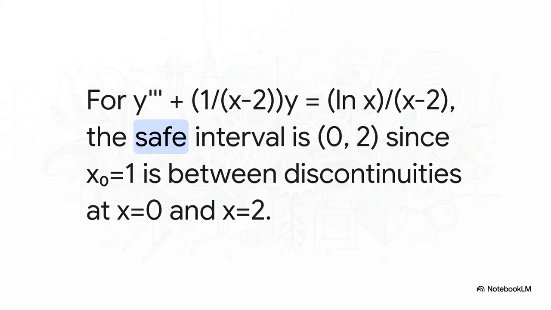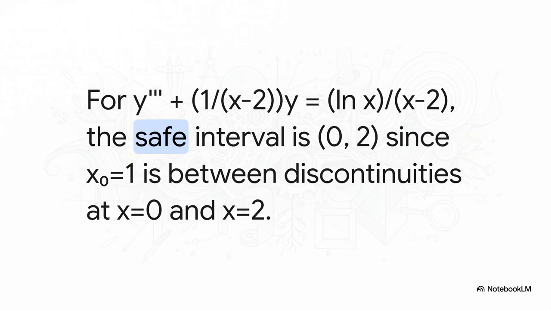Okay, check this out. Let's say we have the equation (x minus 2) y triple prime plus y equals ln x, with an initial condition at x equals 1. Step 1, standard form. We've got to get that y triple prime by itself. So we divide the entire equation by x minus 2, and we get the form you see right here. Step 2, find the problems. Where does this thing break?